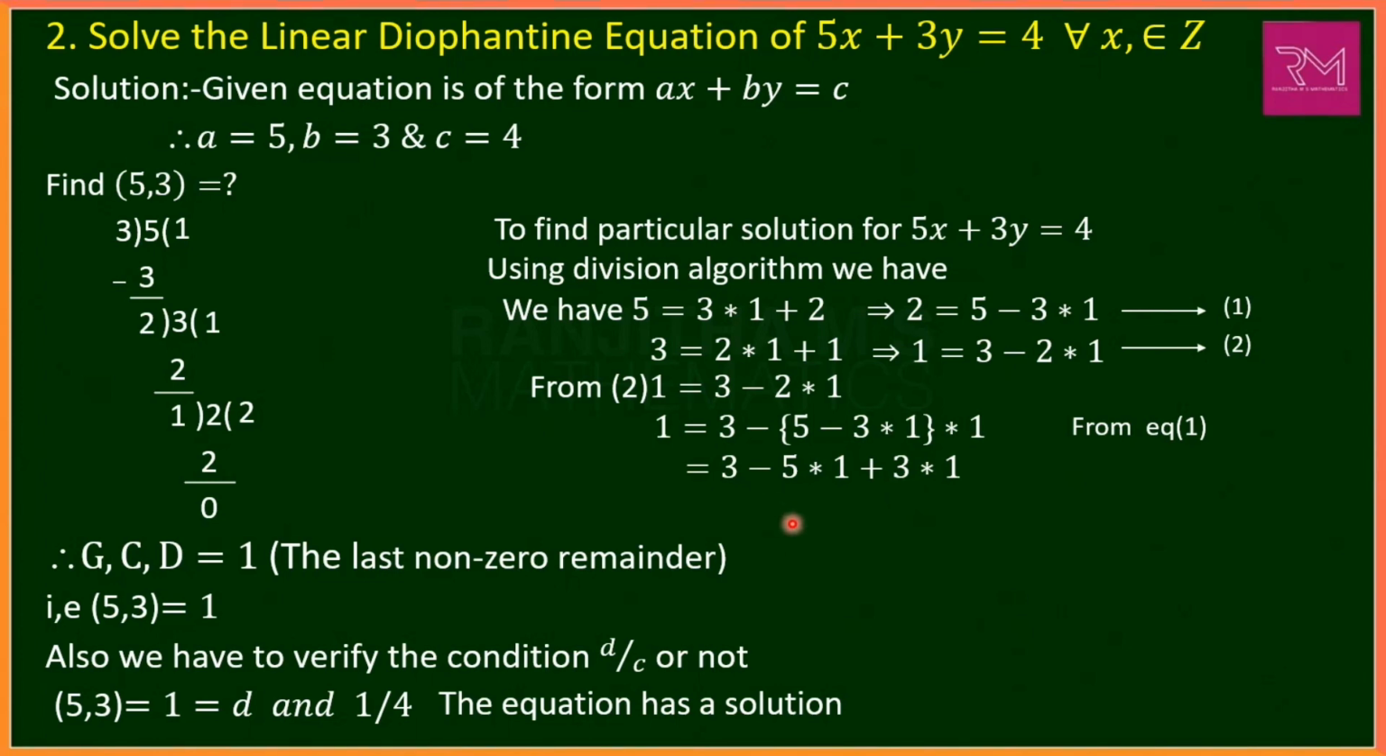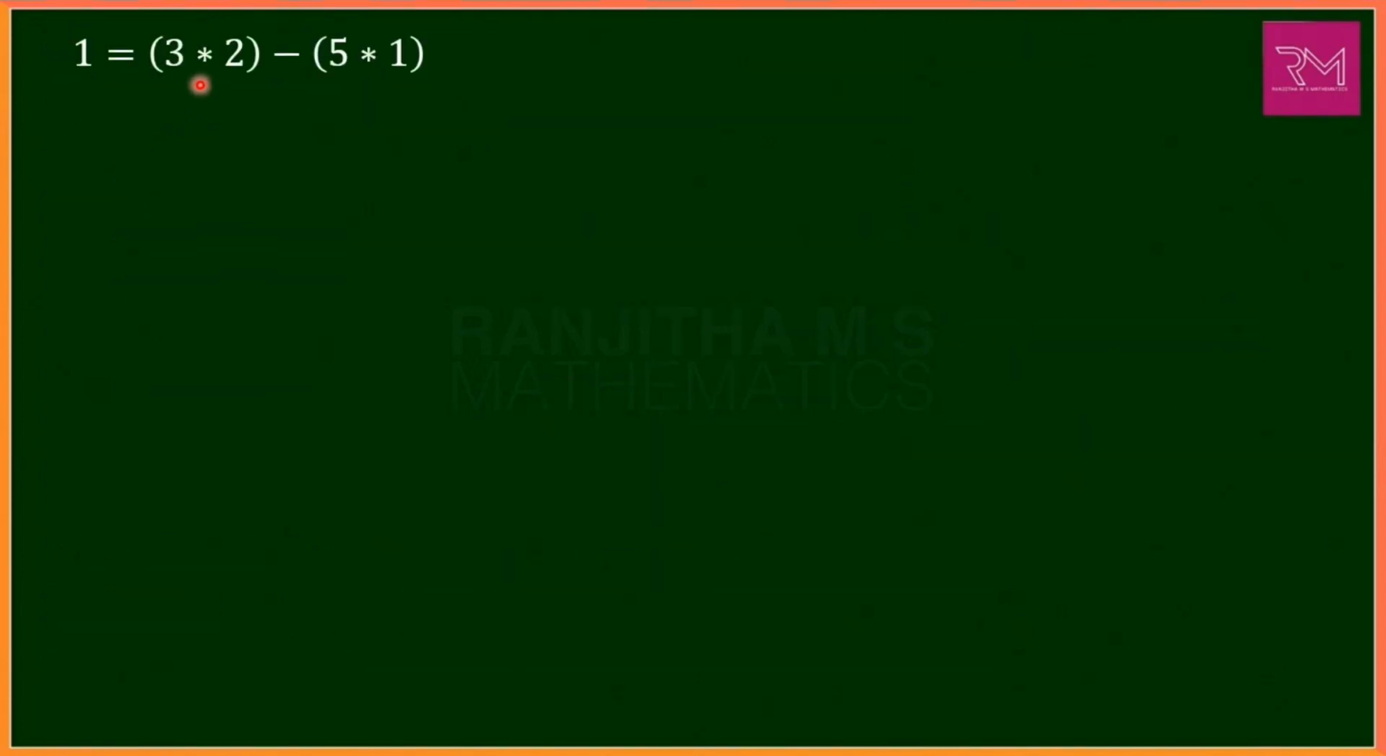If we add this value, we get 1 equals 3 into 1 plus 1 minus 5 into 1. Here we know that 1 plus 1 is 2. So we take the equation as 1 equals 3 into 2 minus 5 into 1. Taking this equation, the next step is to multiply throughout the equation by 4.